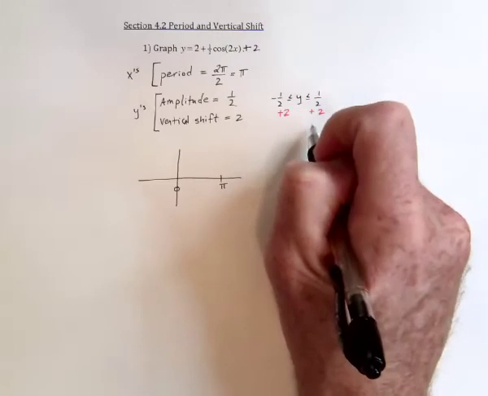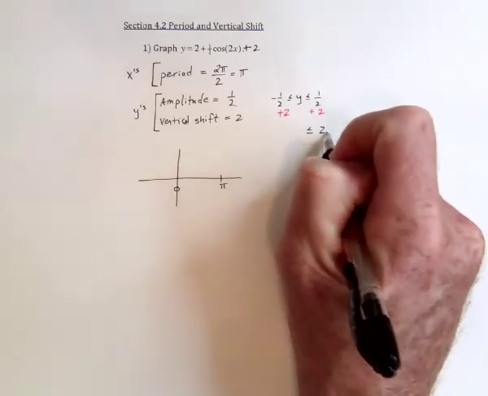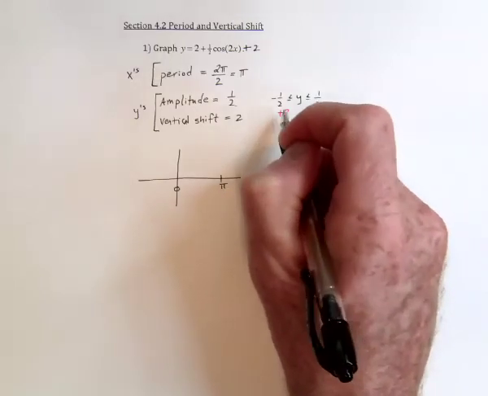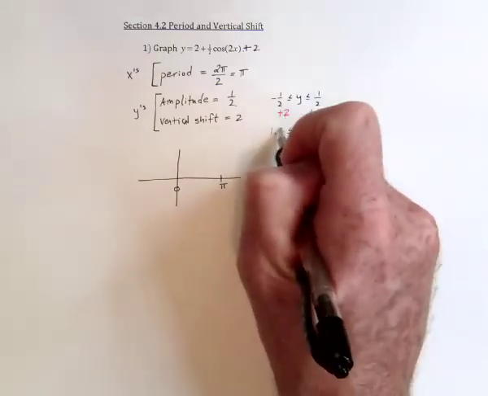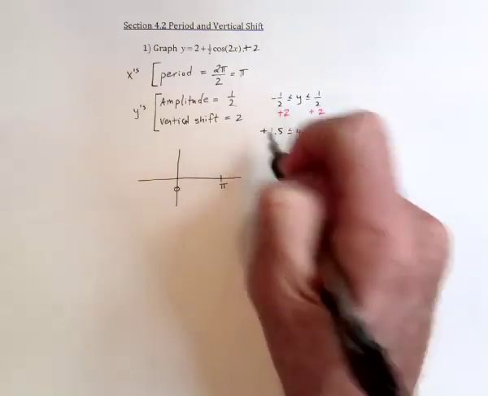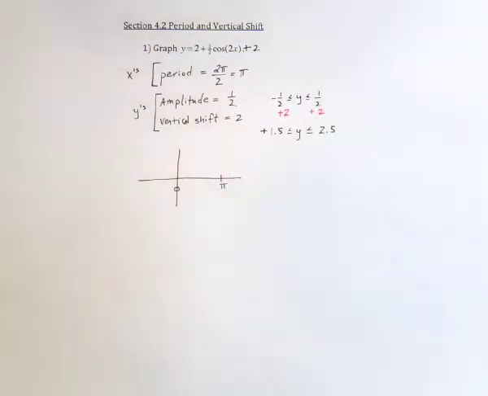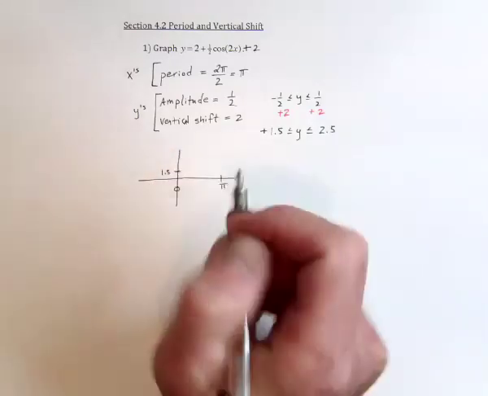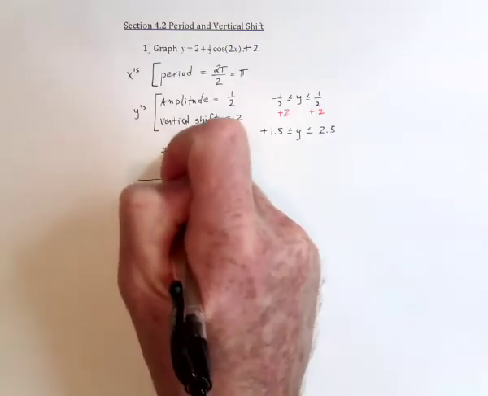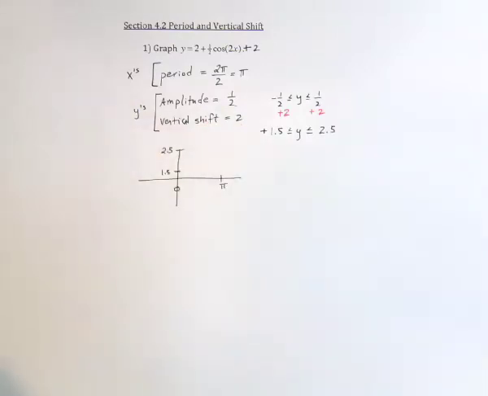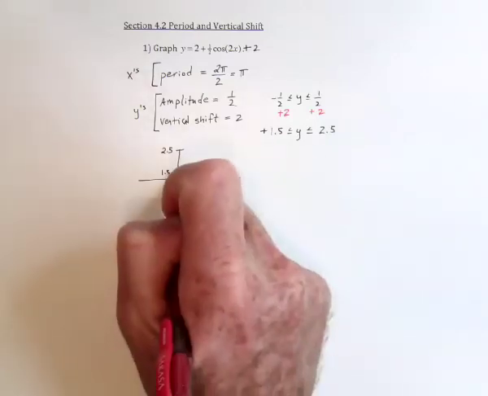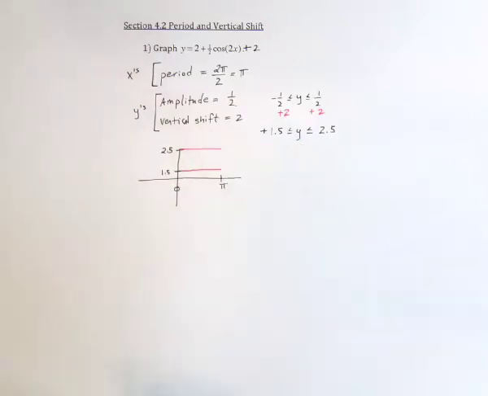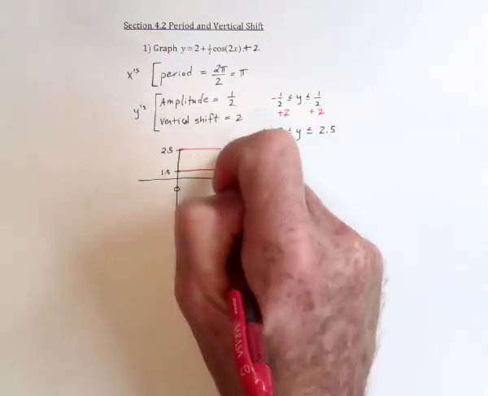So over here would be 2.5, or I could use a decimal, 2.5, and over here would be 2 minus 1/2 is 1.5. So it's going to range between 1.5 and 2.5. And then for these graphs, you can say it's going to range between those two y values and these two x values.